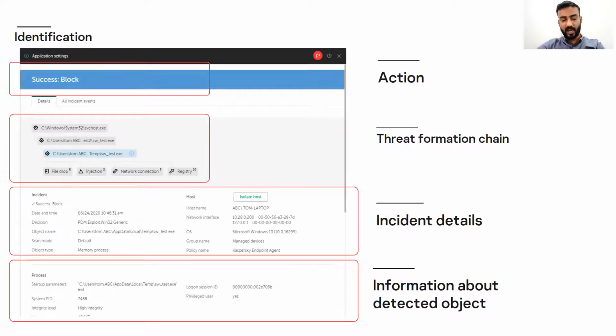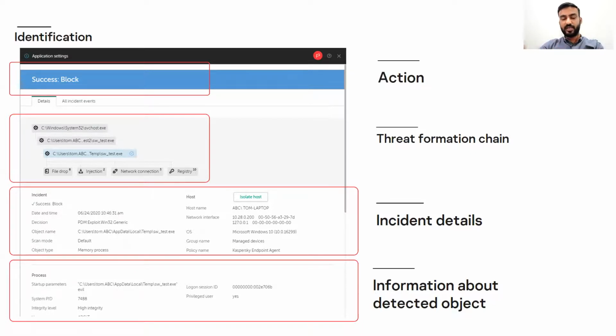This is the incident card, which is created based on the EDR Optimum telemetry. Here you can see the full details about the threat that was discovered. At the start, it shows the action that was performed by the endpoint on the particular threat. Here it shows it's blocked. The incident card also creates the threat information chain, a kind of process tree that was created based on the object behavior and the telemetry received from the endpoint.